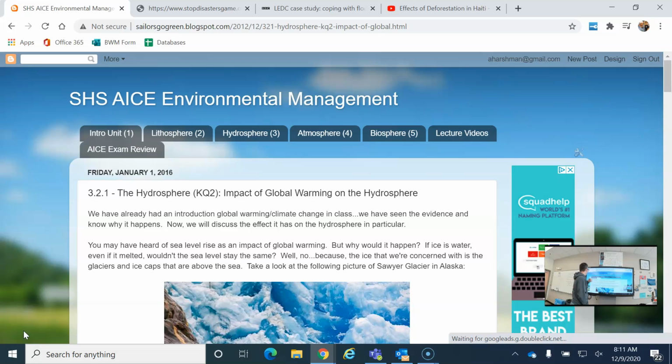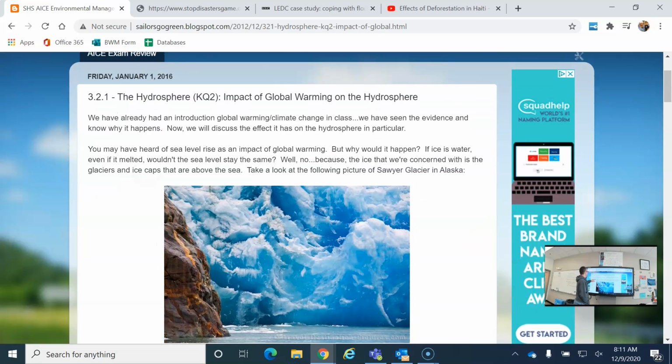All right. So we have seen evidence and know why it happens. Now we're going to look at the effect that global warming has on the hydrosphere in particular. You may have heard of sea level rise as an impact of global warming, but why would that happen? All right, so think about ice. Ice is water. Ice is in water. If ice is in water, when it melts, why does the sea level rise?